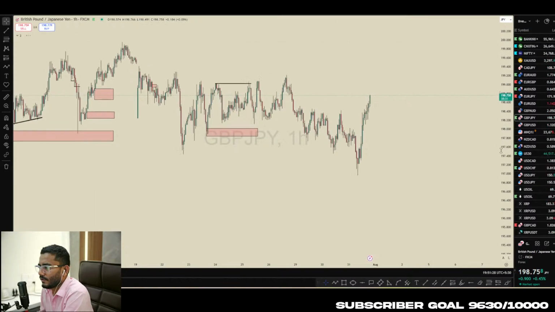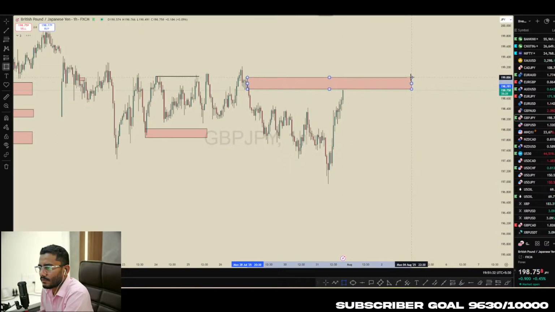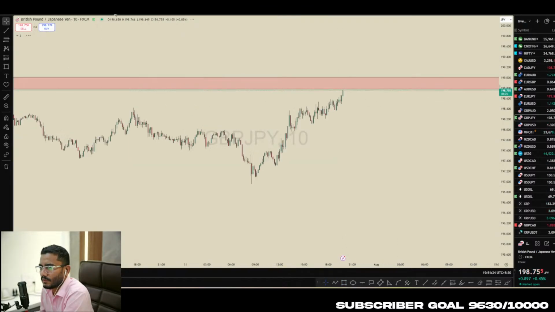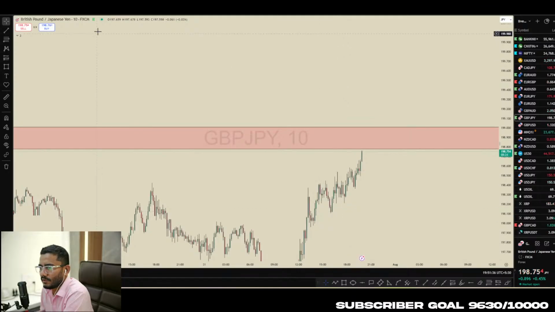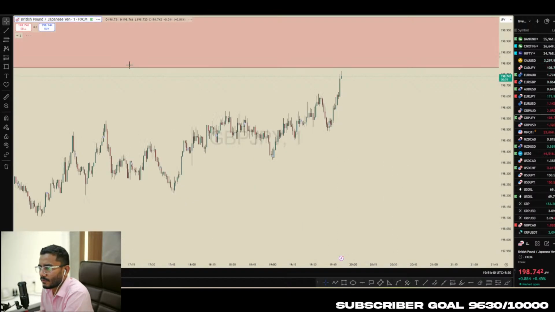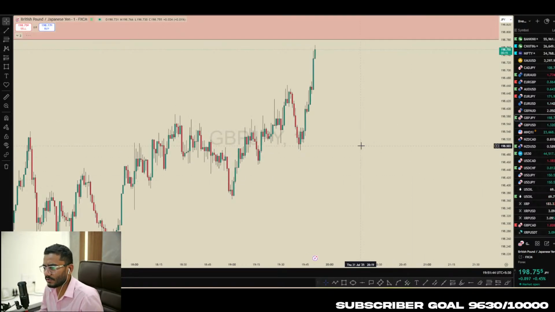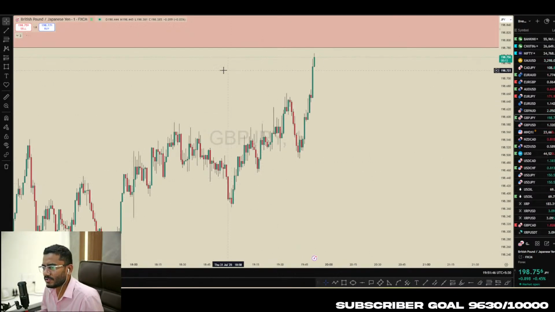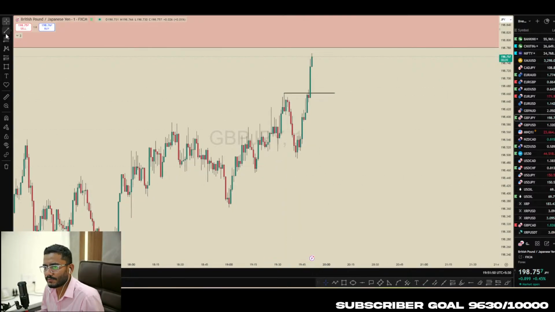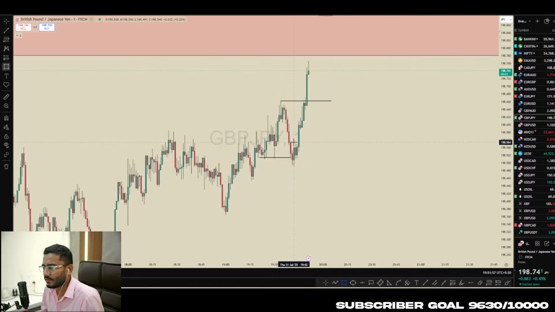GJ is that area where there is a 4-hour POI. Let's see if we have any buy side setup. Here we have this buy side setup on GJ. Price broke the structure. Same setup. Equal lows were swept. This is the order block.